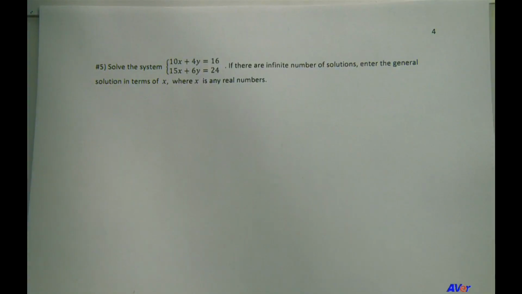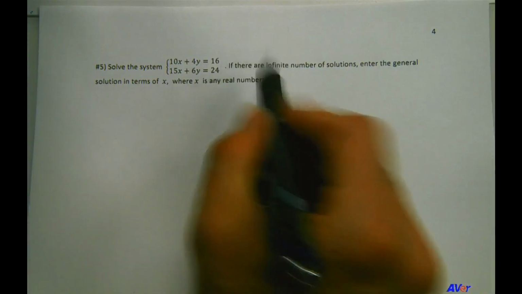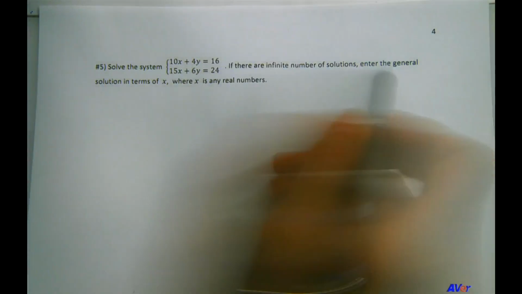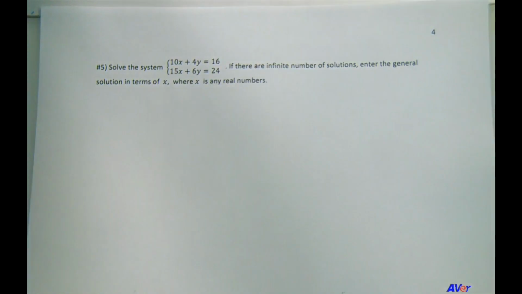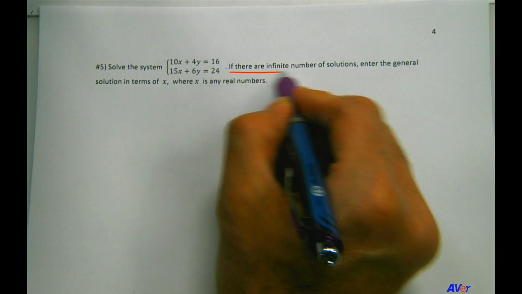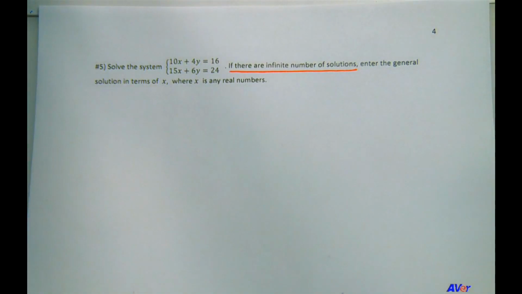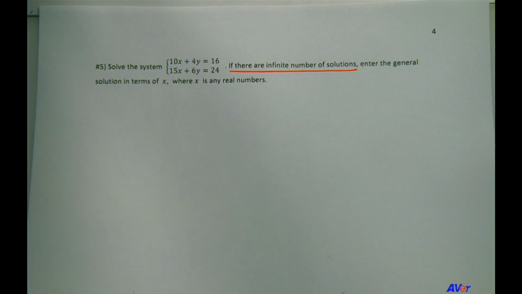Now we have a system, and it says, solve the system if there are an infinite number of solutions. Enter the general solution in terms of x, where x is any real number. So, what do we expect to see if there are infinitely many solutions? What we would expect to see is an equation with both sides equal to each other, such as 0 equals 0, 2 equals 2, 5 equals 5, something like that, right? So let's investigate that, because we don't know that yet.